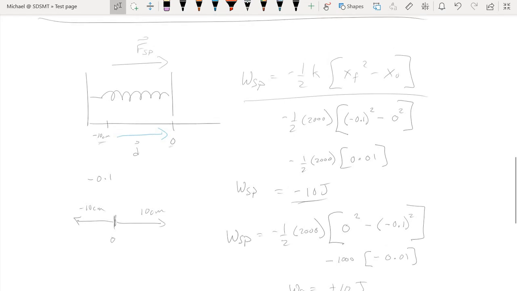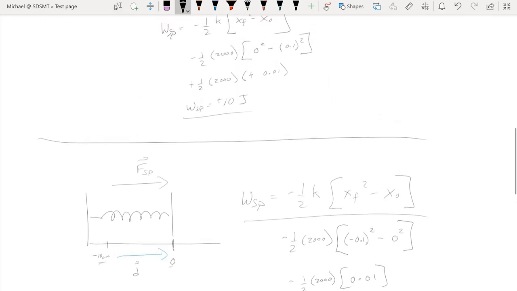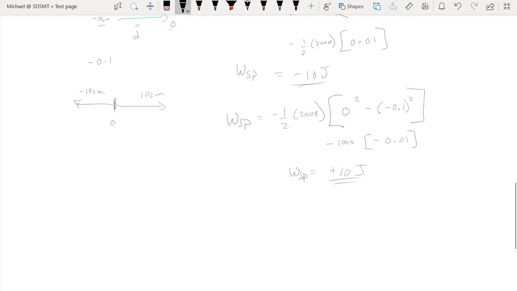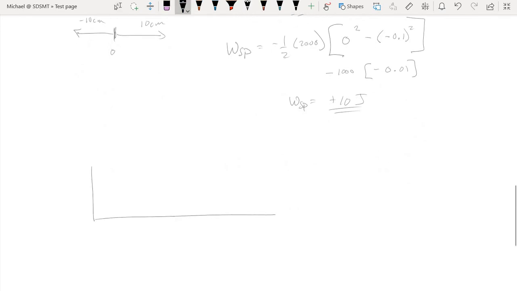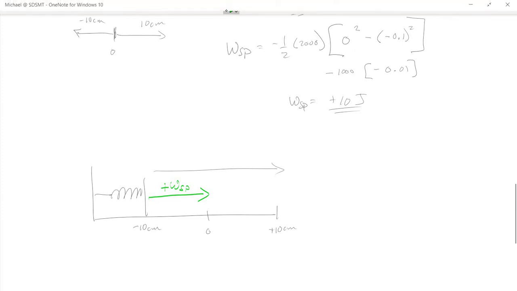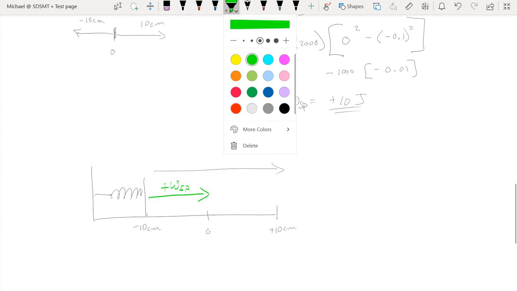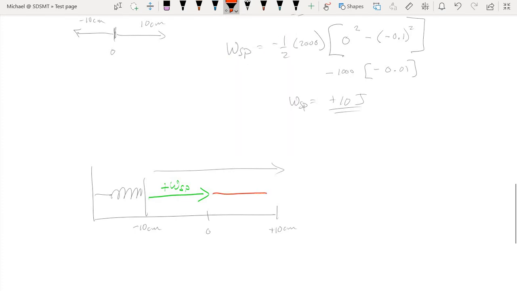Now, again, keep in mind that you don't have to always start or end at the equilibrium position. We could just as easily ask how much work is done getting the spring to go from negative 10 centimeters out to positive 10 centimeters. Well, we've already seen that when a spring returns to equilibrium, it does positive work. But the moment we pass that equilibrium point, once we pass that equilibrium position, the spring is going to start doing negative work.